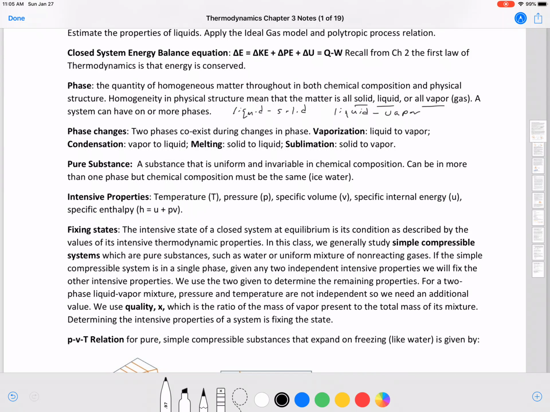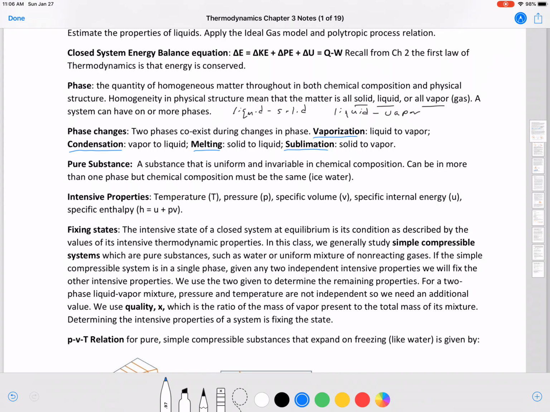We have phase changes. Two phases coexist during changes in phase. We have these different processes: vaporization, condensation, melting, and sublimation. When we have vaporization, we're going from liquid to vapor, and we have those two phases existing at the same time. Condensation, we go from vapor to liquid, the reverse of each other. Melting is solid to liquid, and sublimation is solid to vapor.